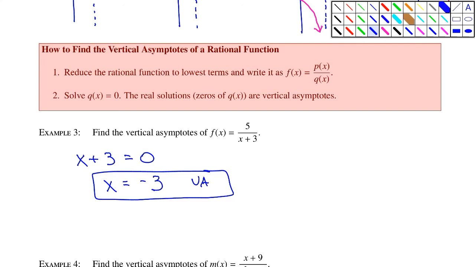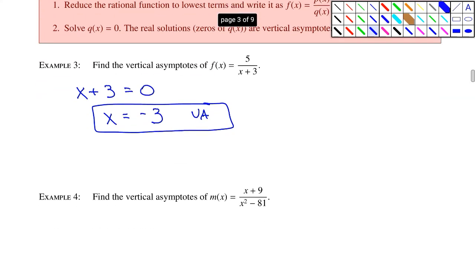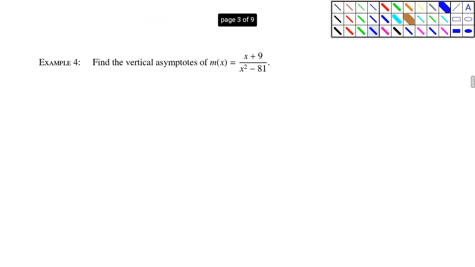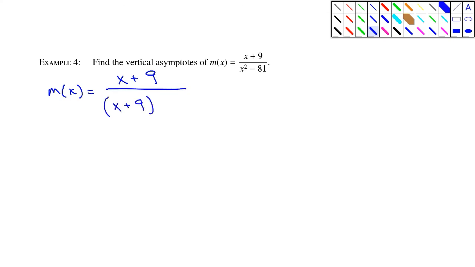Example number 4. Find the vertical asymptotes of m of x is equal to x plus 9 divided by x squared minus 81. So first I need to simplify if possible. Notice that the denominator factors. It factors as x plus 9 and x minus 9. I can cancel the x plus 9s. Don't forget to leave a 1 in the numerator as a placeholder.